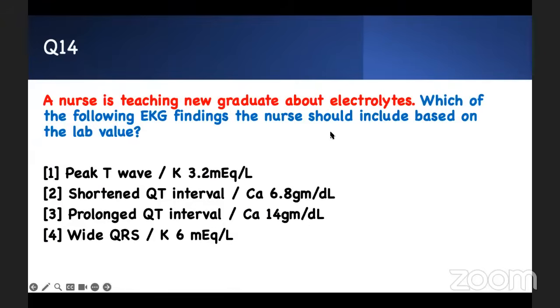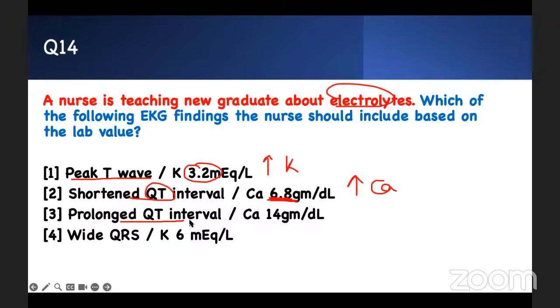Which of the following EKG findings should be expected based on the lab value? And this is teaching new graduates about electrolytes. Peaked T wave. When do you see it? High potassium. So this is too low. Shortened QT interval. When do you see it? High calcium. This is too low.